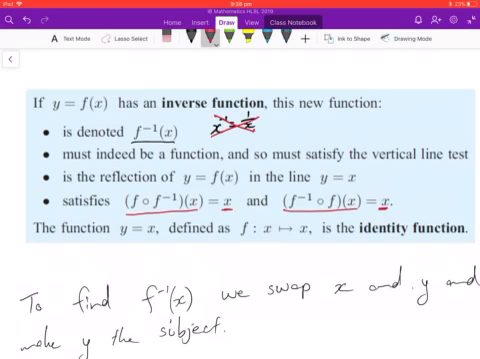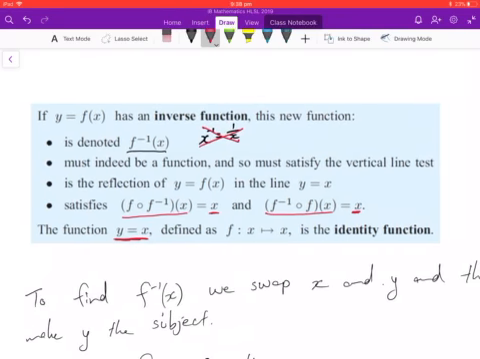And just as the final definition, y equals x is called the identity function, because you can see that if x equals 2, y equals 2. You put that in again, 2. So it's always the same output as it is for the input. So it's a unique case. It's also self-inverse, and we call it the identity function.